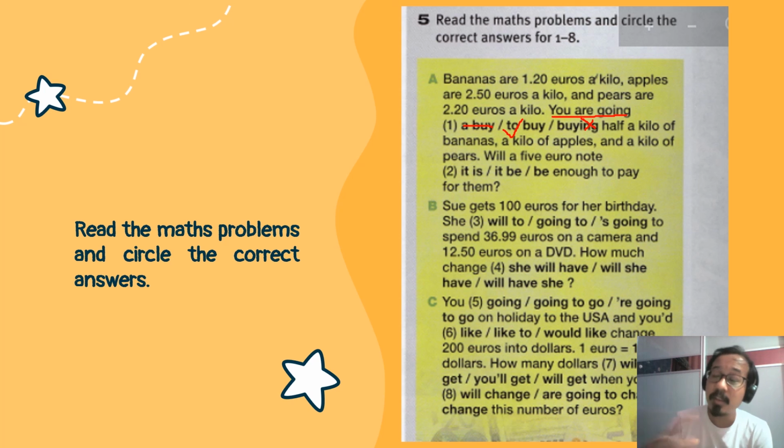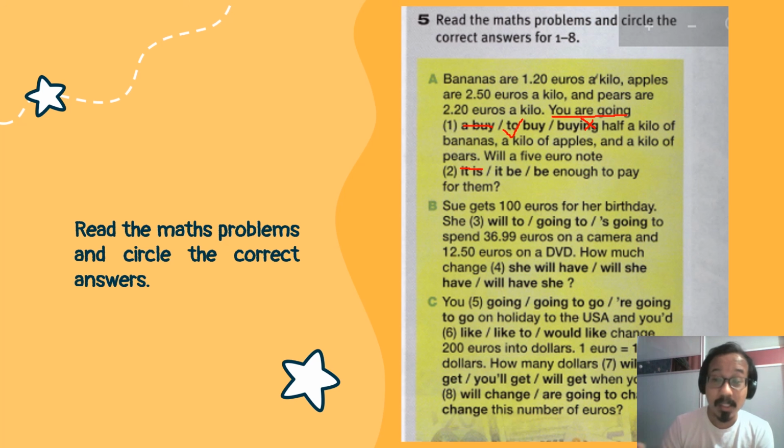So do we go with you are going to buy or you are going buying? Which one sounds right to you? I mean, you are going buying. It's like a redundancy. It doesn't sound right, right? So the correct answer would be you are going to buy. Half a kilo of bananas, a kilo of apples, and a kilo of pears. Well, a €5 note. And now you see this one. It be, or be enough to pay for them.